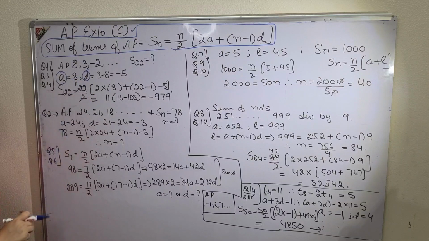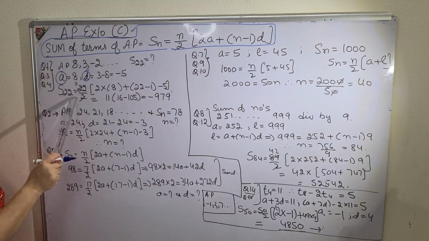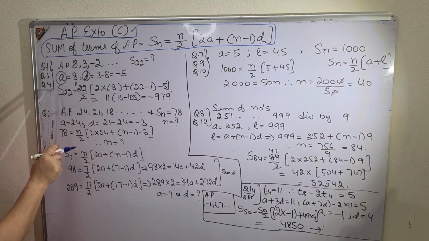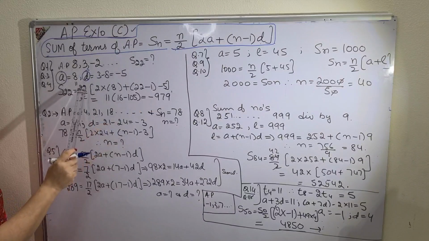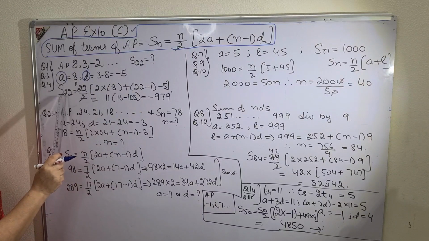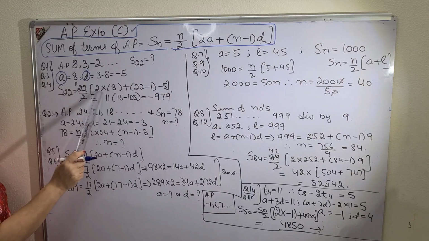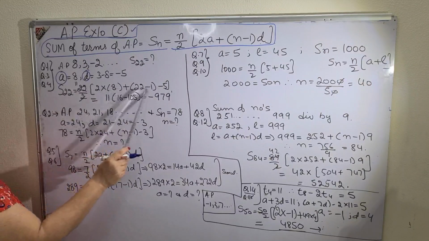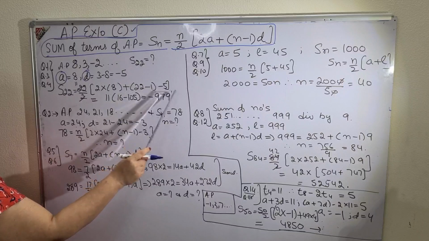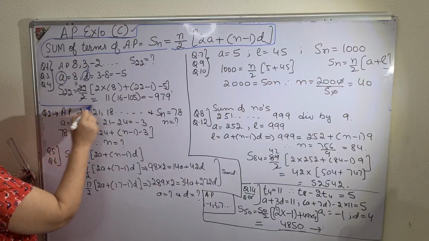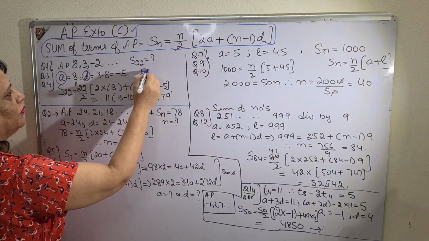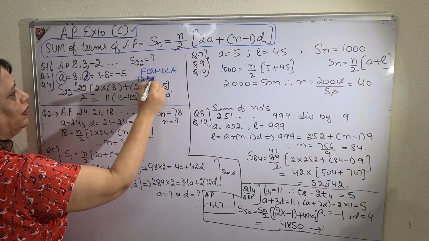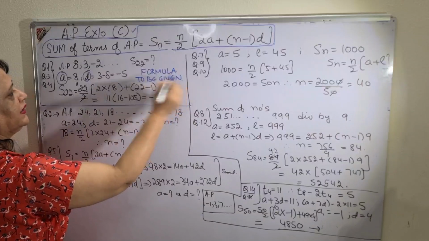Now this time they have asked you the sum of the terms. So children, S22, they have asked you the sum of 22 terms. Find the sum of the first 22 terms. S22 is n by 2, that means 22 upon 2, 2a, 2 into 8 plus n minus 1, 22 minus 1 into d, d is minus 5, and then just the calculations as we were doing before also. But again, formula to be mentioned in each and every sum.